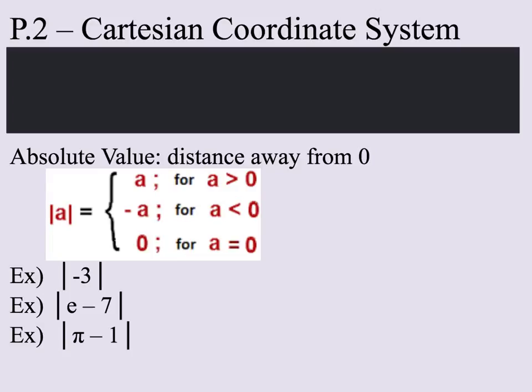Alright, so this section is P2, which is the Cartesian coordinate system. Let's talk about absolute value. You learned that the absolute value means the distance away from 0. You may have also learned that anytime you take the absolute value of something, you always get a positive answer.